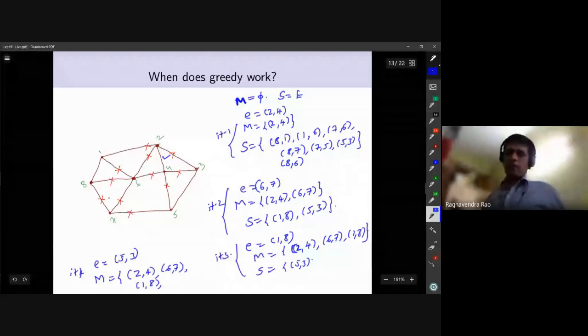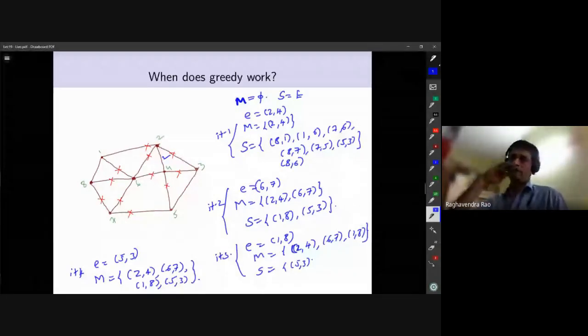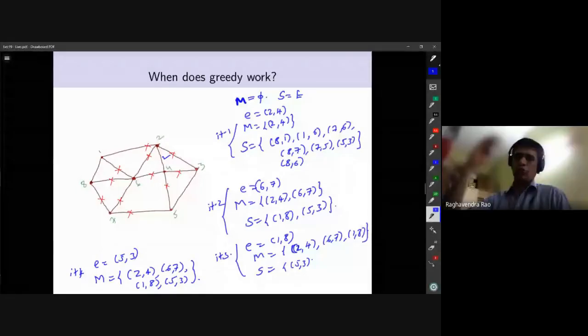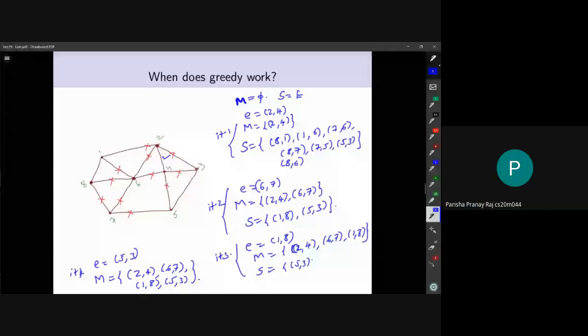Okay. So is this maximum, the matching you got? Yes, it is maximum, right? Because there are 8 vertices and we have already 4 edges. So n by 2. So it must be maximum. So can I say that the greedy algorithm works?